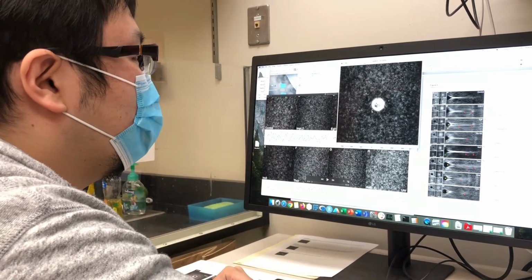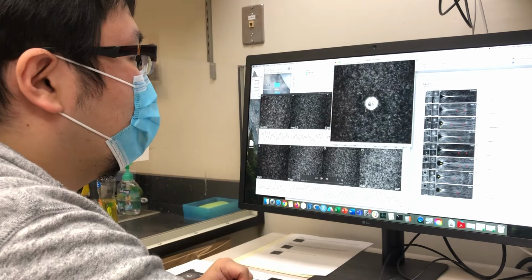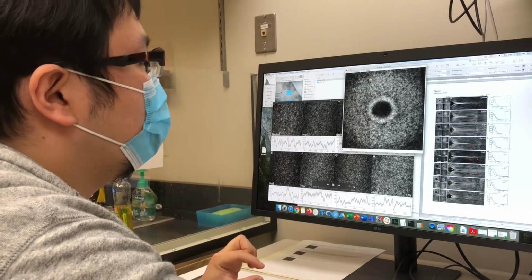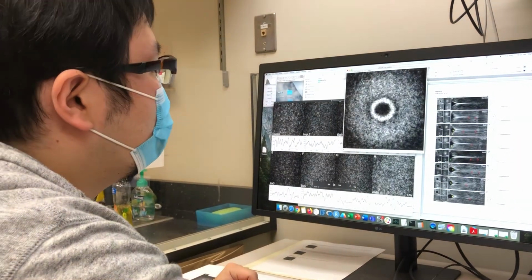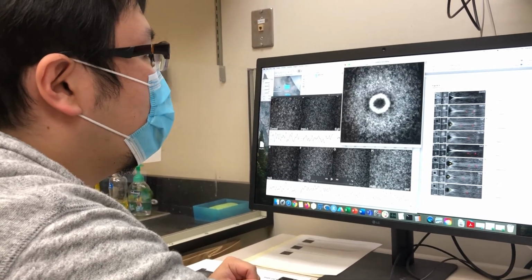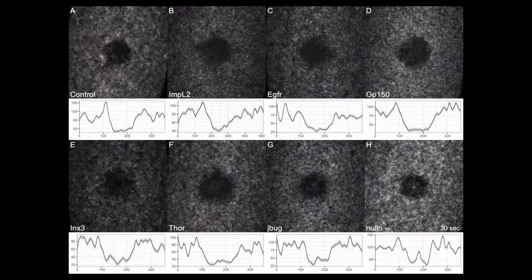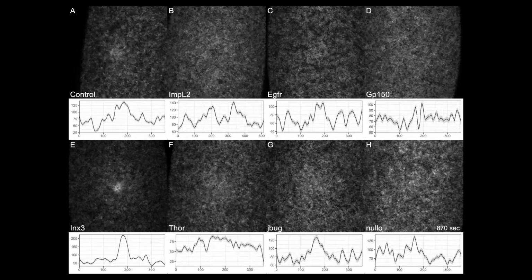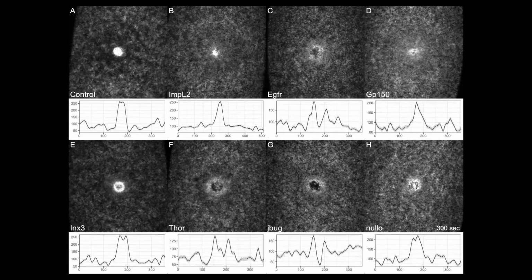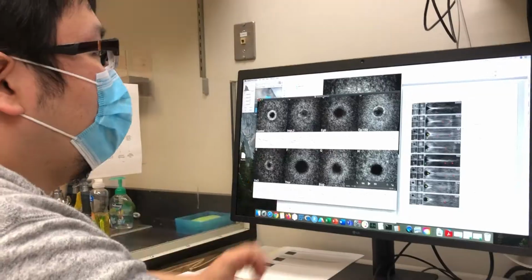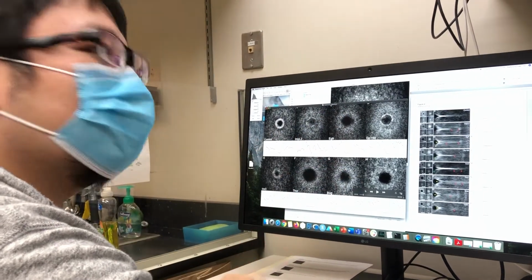So I take images of those actin dynamics over roughly 30 to 40 minutes. And I measure how fast the wound closes, and also how much actin accumulates around the wound. So I analyze those data sets, and then I can compare the control and whole 7 mutants. For example, the control is already making a beautiful actin ring, but many of those mutants don't make a robust actin ring. Mutants have the actin, but they cannot organize well.